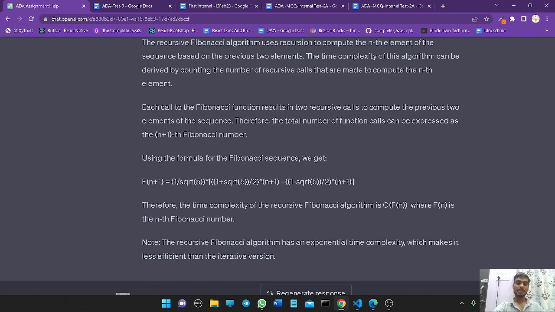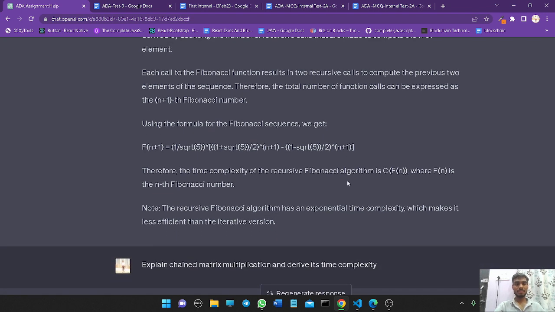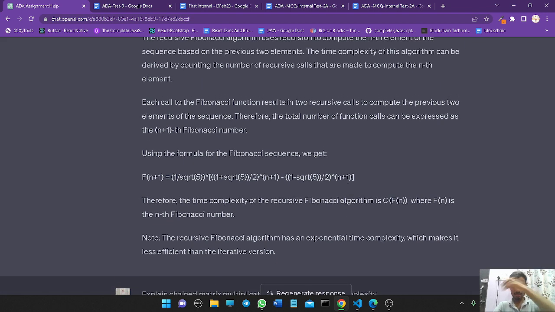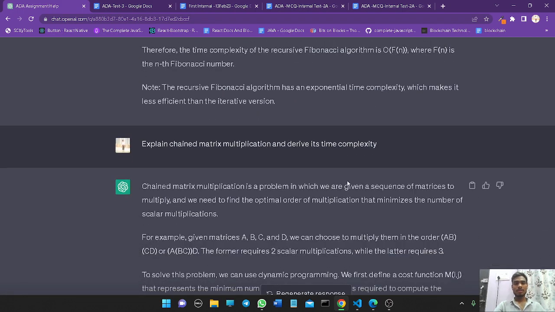Using the formula for the Fibonacci sequence, f of n plus 1 equals 1 divided by square root of 5 multiplied by (1 plus square root of 5 divided by 2) to the power n plus 1, minus (1 minus square root of 5 divided by 2) to the power n plus 1. Therefore, the time complexity of the recursive Fibonacci algorithm is O of f of n, where f of n is the nth Fibonacci number. Note that the recursive Fibonacci algorithm is inefficient compared to the iterative version.